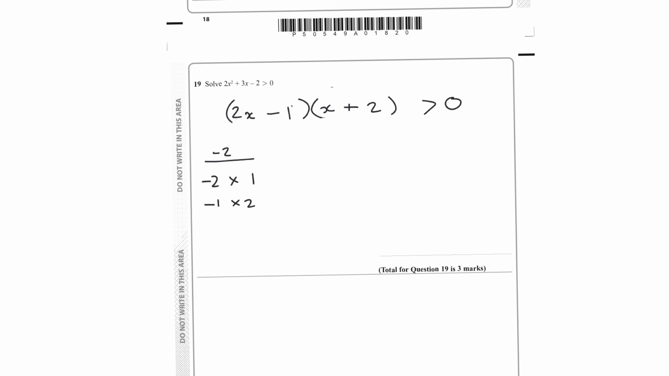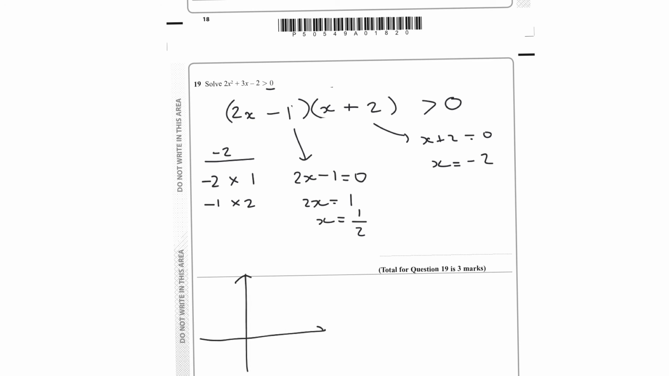To actually work out the values of x, each bracket would be equal to 0. So 2x minus 1 equal to 0, so 2x would be equal to 1, x would be equal to a half for the first bracket. Then if x plus 2 is equal to 0, x would be equal to minus 2. Because it's asking where it's greater than 0, I'm going to draw a sketch of a quadratic. The 2 points are when x is equal to a half and x is minus 2. Because it is a positive quadratic, it would look something like this.